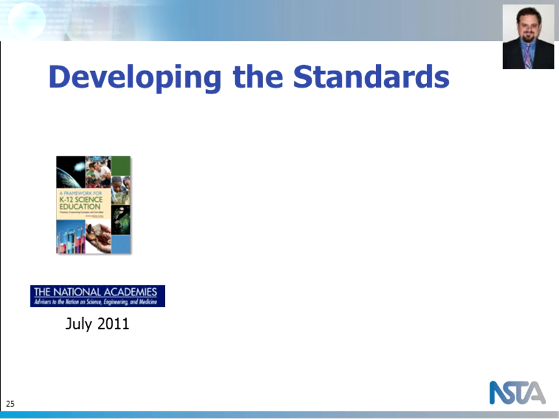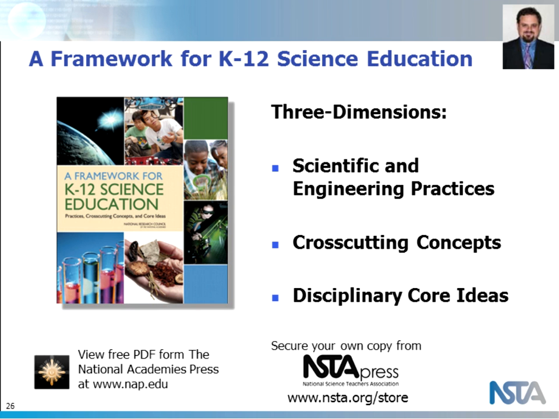Starting off with the framework itself, I want to give you a little bit of a sense of the pieces of it. First of all, the 3 dimensions of the framework. You'll hear them again and again, I'm sure: the scientific and engineering practices, the cross-cutting concepts, and disciplinary core ideas. If you haven't had a chance to look at the framework, I strongly suggest that you get a copy and read through it. If you read through it once, I suggest you read through it again. It really has a lot to offer. You can get a free PDF from the National Academies Press, or you can get a hard copy from NSTA Press at the NSTA store.